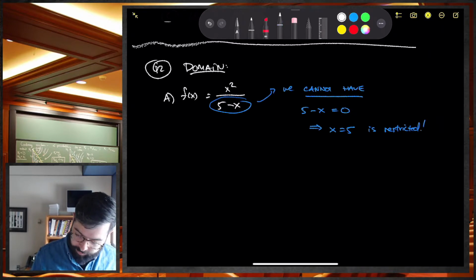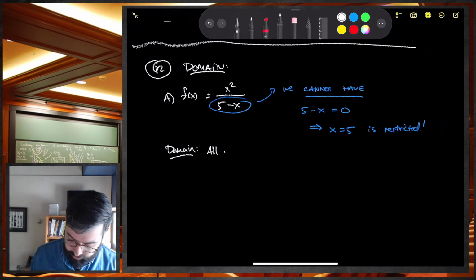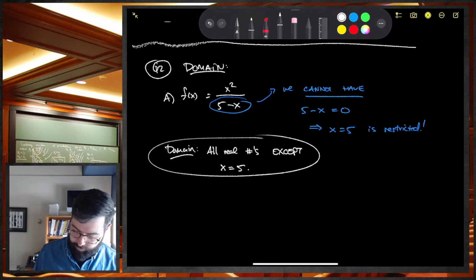So the domain, we say, and that's the only value that's a problem, right? Everything else, you plug in any other value for x, it's not going to be 0. So then the domain is, we'd say, all real numbers except for that restricted number, x equals 5. Okay, another way to say this would be just like x cannot equal 5.